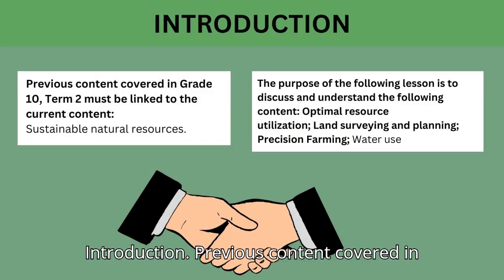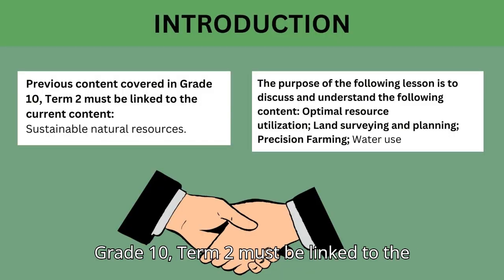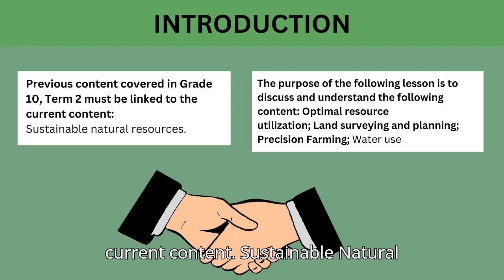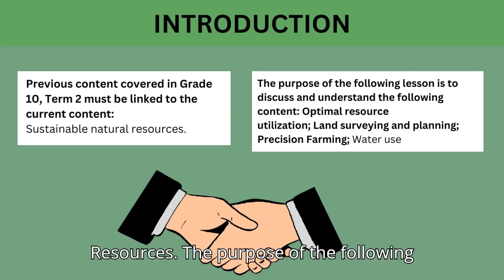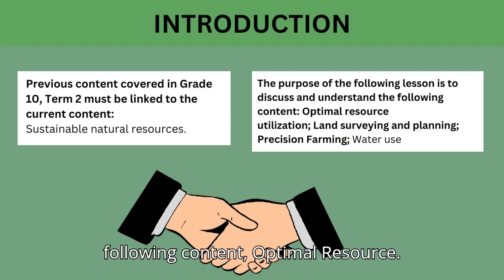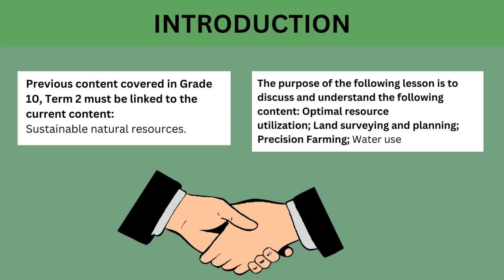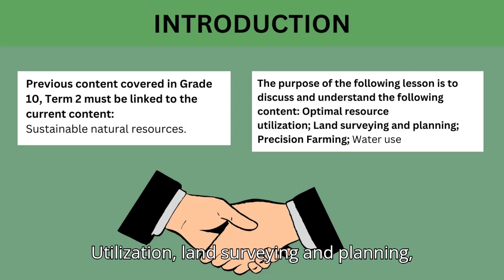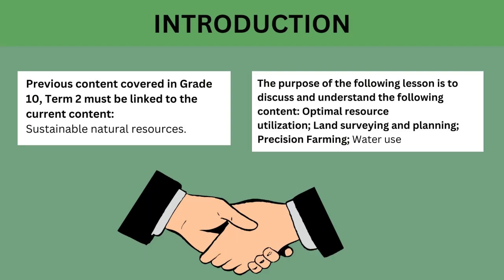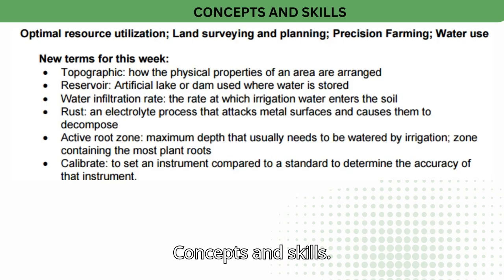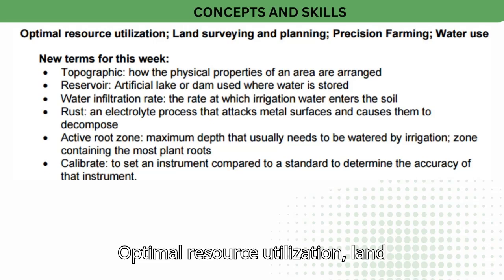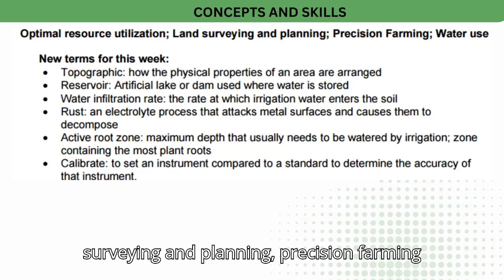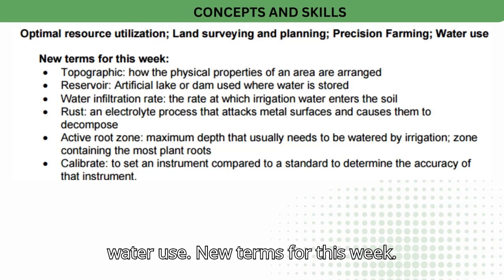Introduction. Previous content covered in Grade 10, Term 2 must be linked to the current content. Sustainable natural resources. The purpose of the following lesson is to discuss and understand the following content: optimal resource utilization, land surveying and planning, precision farming, water use. Concepts and skills. Optimal resource utilization, land surveying and planning, precision farming, water use.